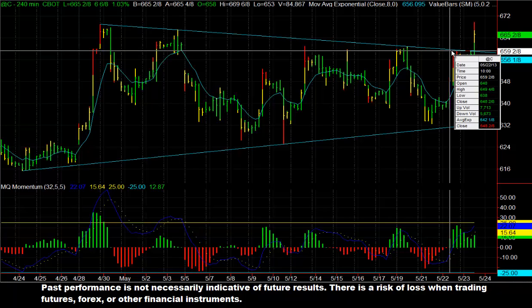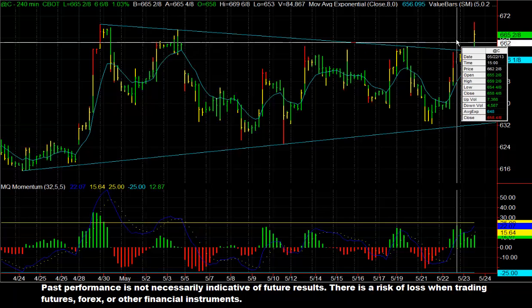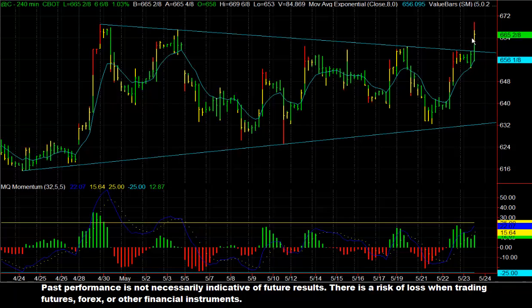And it broke through right at around 659, call it 660 if you get in a little bit late. And that rallied all the way up to 670, so you had about a 10-cent move there in corn, which is a fairly decent move. So that was a very nice trade for those in the trade room that took that.